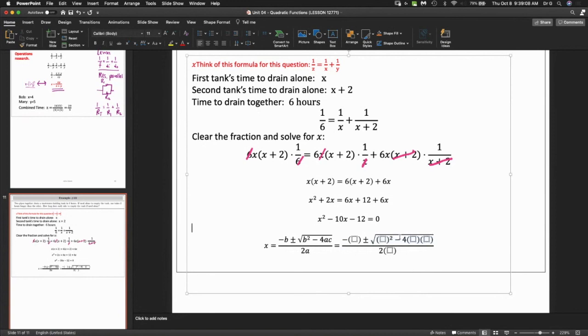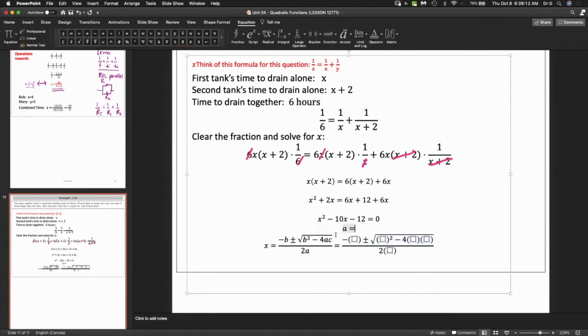So you know ABC here. Can someone tell the class what ABC are? What's A? What's B? And what's C? Thank you. Tic-tac-toe, right? Tic-tac-toe. So 1, 1, sorry, minus 10.